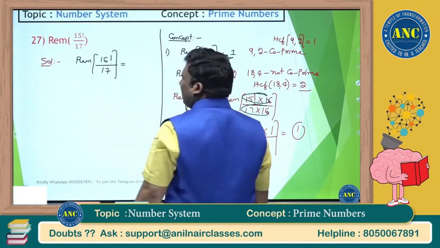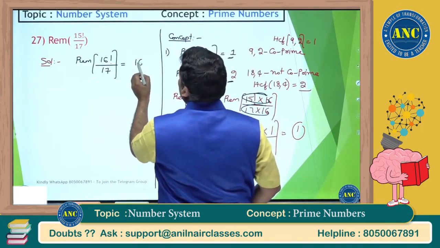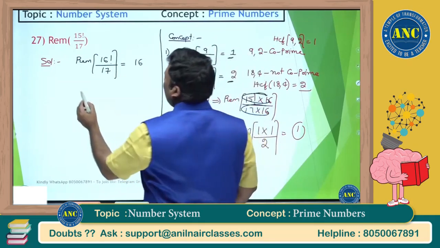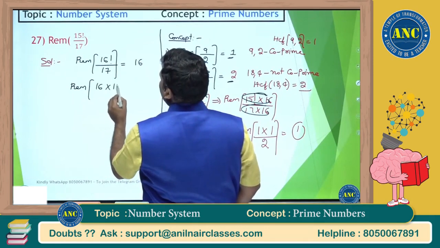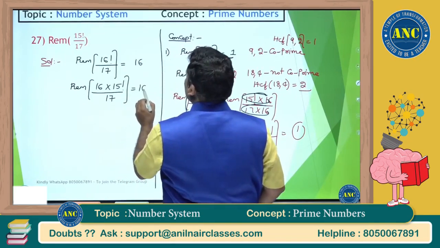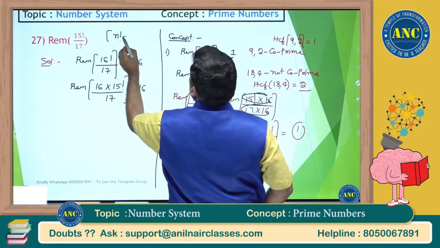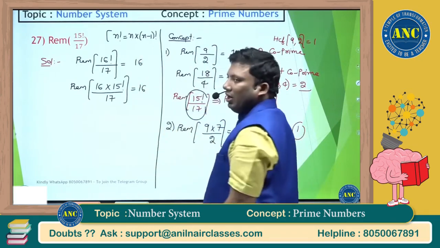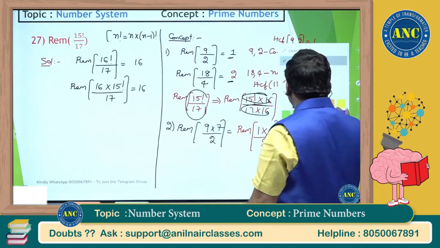16 factorial divided by 17. P minus 1 factorial divided by P gives remainder P minus 1. 16 factorial can be written as 16 into 15 factorial. N factorial can be written as n into n minus 1 factorial. So 16 factorial is 16 into 15 factorial, divided by 17.